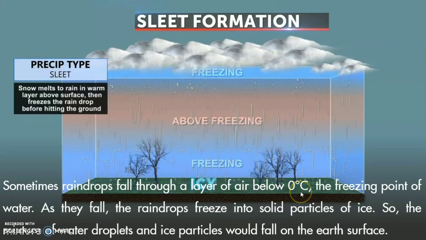That is, they pass through a thin layer of air whose temperature is below 0 degrees Celsius, which is the freezing point of water. So naturally, what happens here? The raindrops refreeze into pellets of ice and fall to the ground as a mixture of raindrops and ice. This is called sleet. So children, sleet is a mixture of water droplets and tiny ice particles which is 5 millimeters in diameter. So children, did you understand what is sleet? Good.